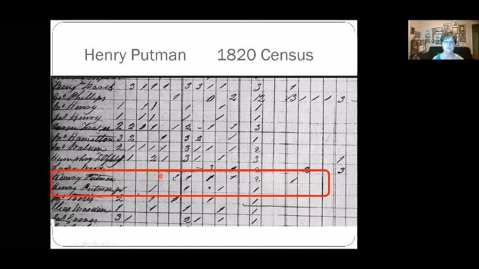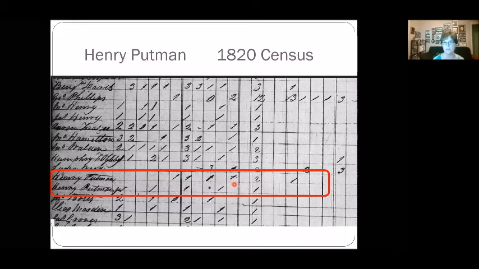And here's the tick marks. And I'm pretty sure this column right here is males 45 and older. So that would pretty much firm up that this possibly could be my Henry Putman. He's got a couple females here and then a wife that's over 45, and she's there. So this is a good document that I would want to add to my research to prove that my Henry was living in Mason County. And then it would give me some other things to research further.